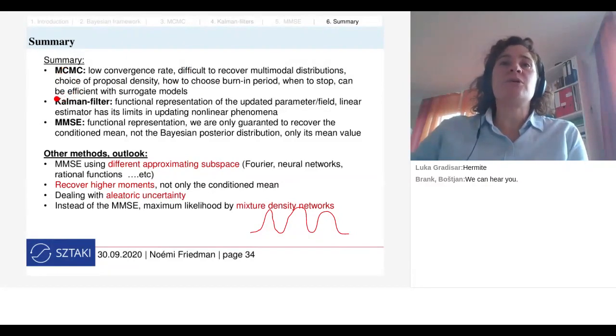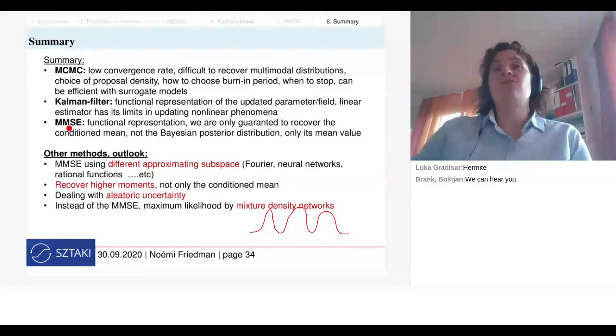And the nice thing about the PC-based Kalman filter and the higher degree estimators is that they are given in a functional form. So you have a functional expression of the posterior distribution.